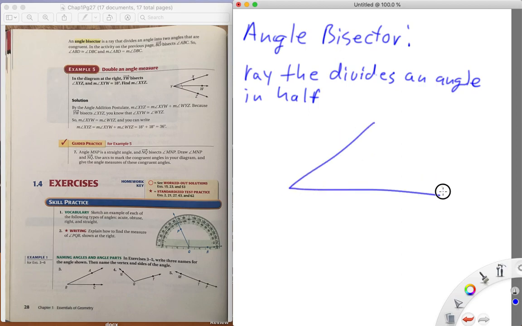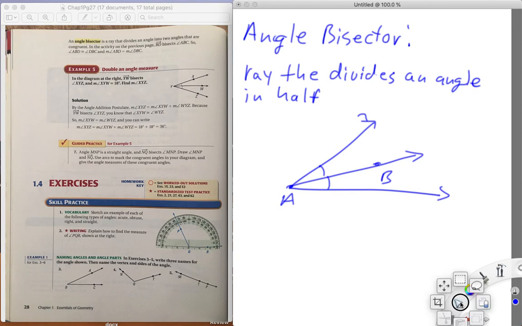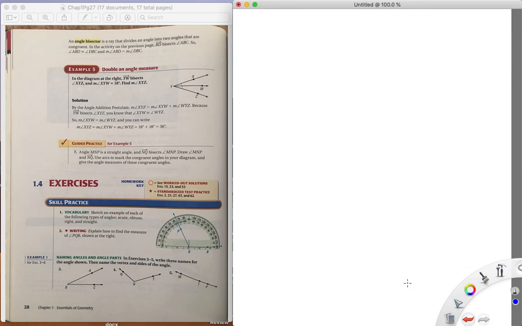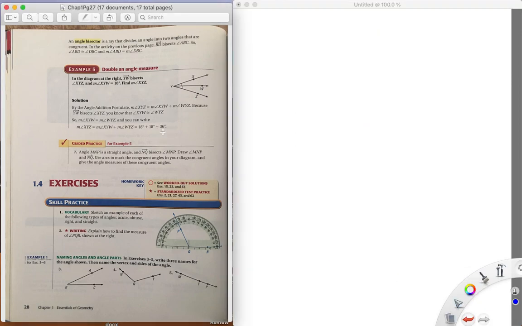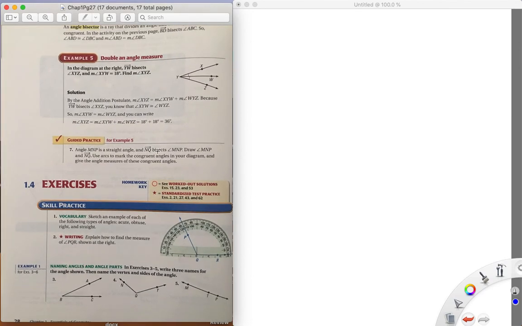So if I have some angle and I have some ray that does that, and I'm able to write these two markings, then I know that this ray, let's call it ray AB, ray AB would be the angle bisector because it cuts this bigger angle in half. That's all it is. So knowing angle bisector, since they're cutting in half, I can add the two smaller angles together to get the bigger one if they're of the same size using the angle addition postulate.